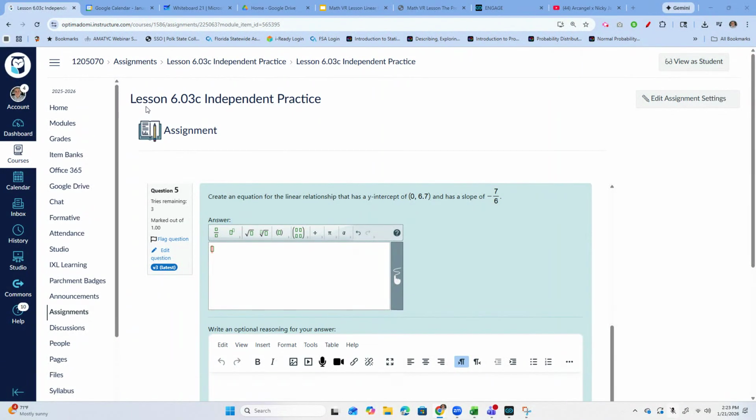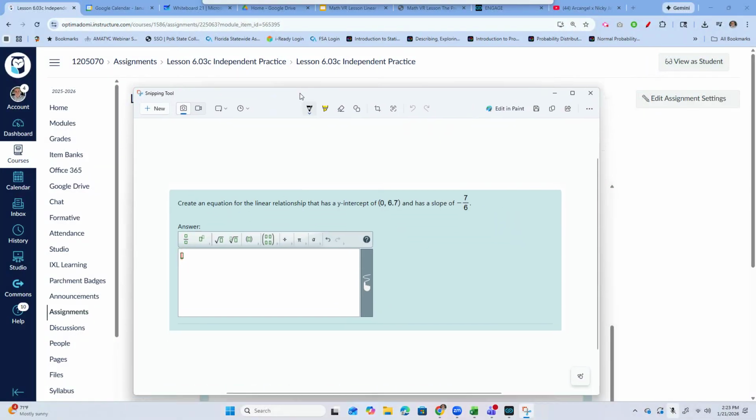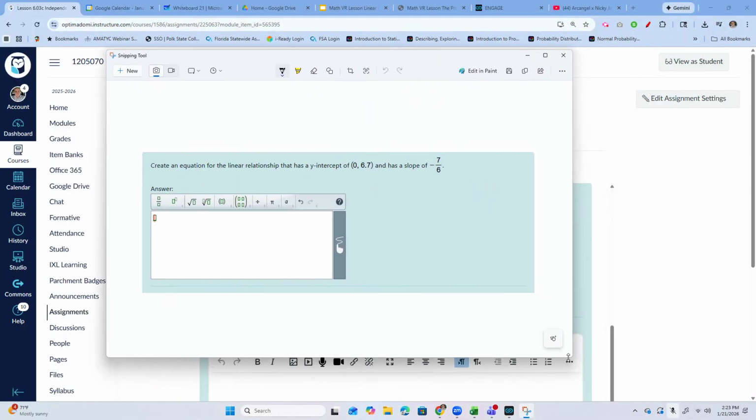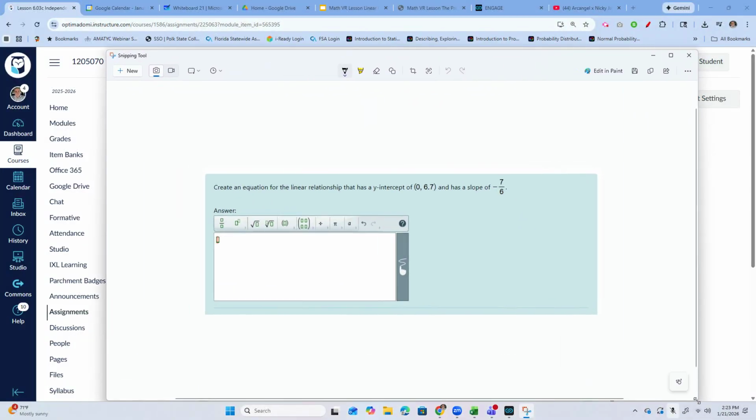All right, here's the video for lesson 6.03C, independent practice. Here we're gonna do the same thing we have done in the previous two lessons. We're finding the equation of a line. What's gonna be different is they're gonna give us a word description instead of a graph, instead of a table. They're gonna give us words.